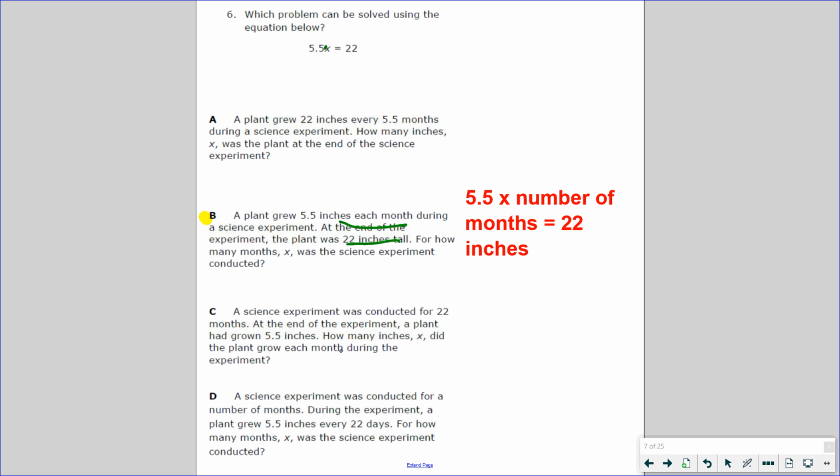C doesn't make sense. It was conducted for 22 months. At the end of the experiment, a plant had grown 5.5 months. How many inches did the plant grow each month during the experiment? Let's see. This is not giving you enough information to solve it, because we're looking for 5.5 times something, and the same thing for the last one.